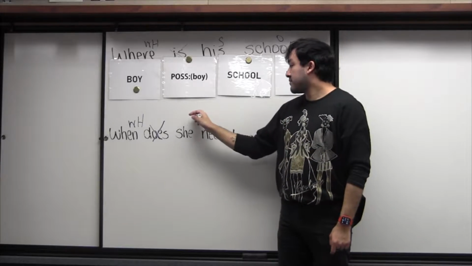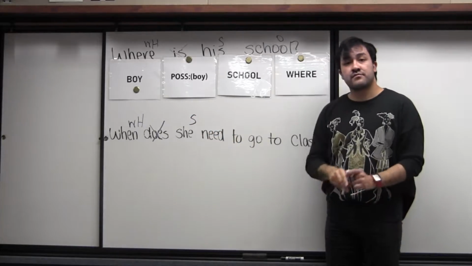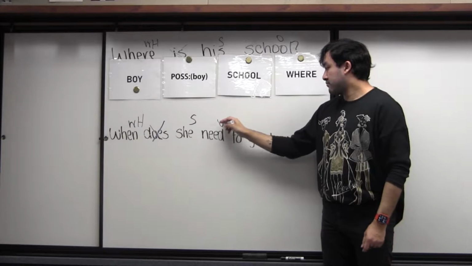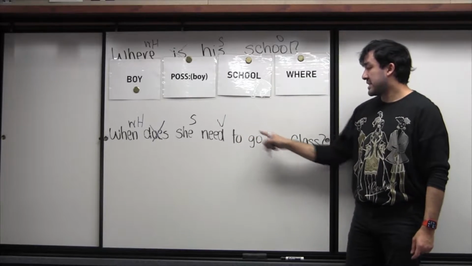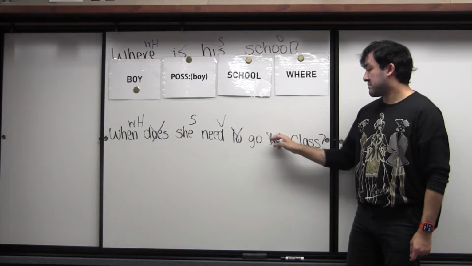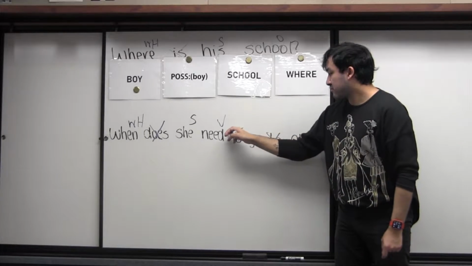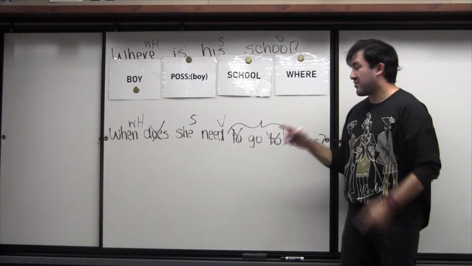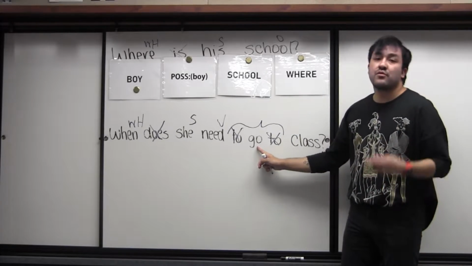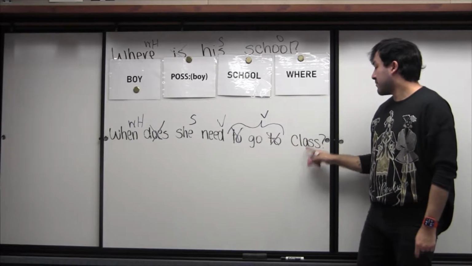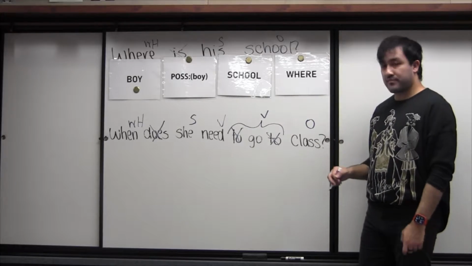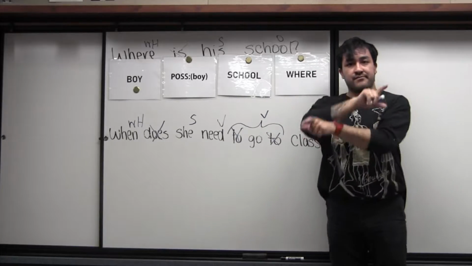She is the person, there's our subject. Need is our verb, so let's put V. To go to. Remember, we can get rid of these twos. Those are articles, so we don't need them. But technically, this is all like one thing in English. It's basically for the word go, but we need to add in those articles, right? So that's basically our big verb. And then we have our object, for class.